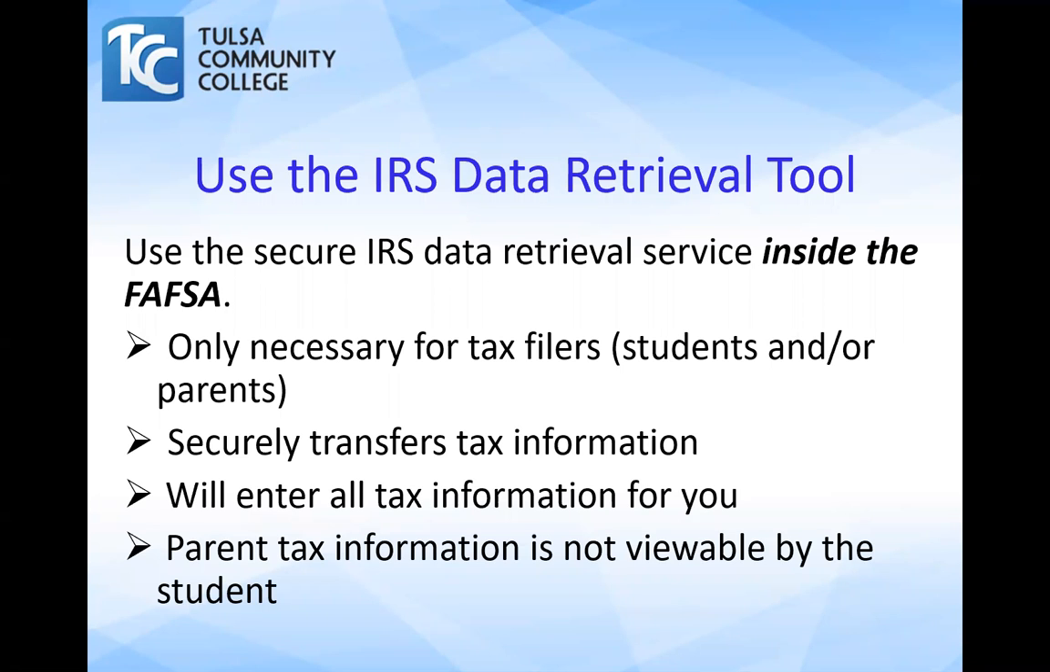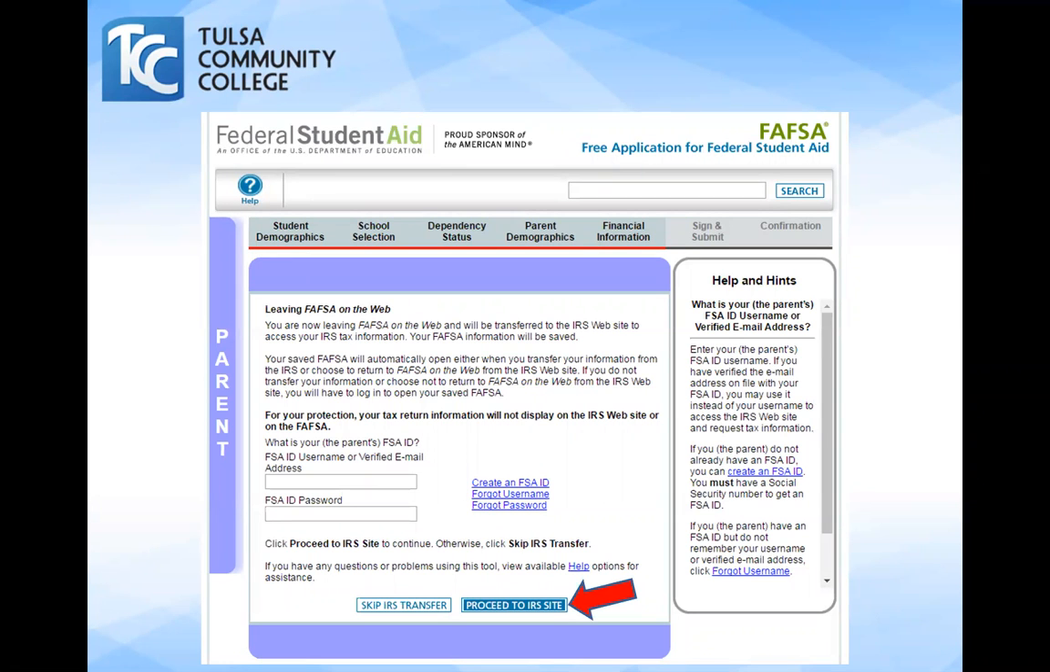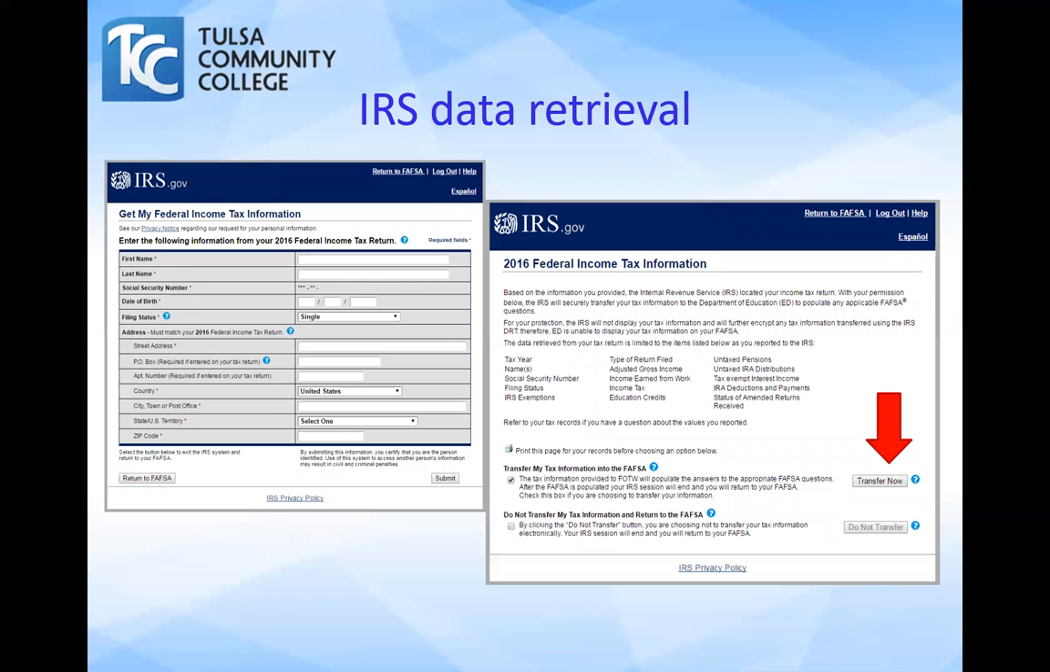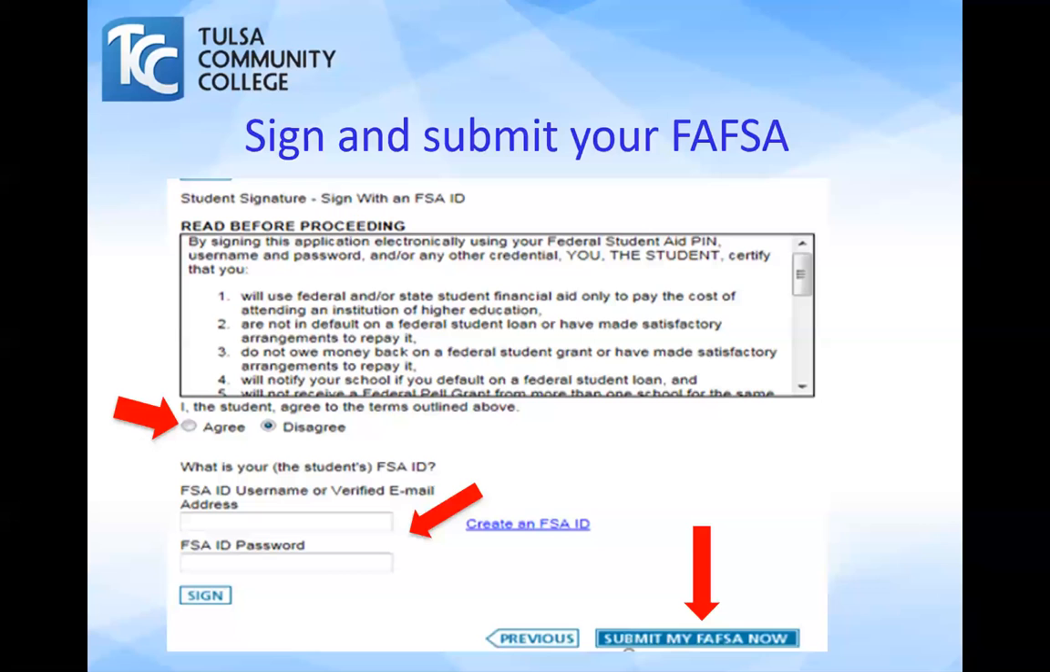To make completing the FAFSA easier, students and parents who file taxes can take advantage of the IRS data retrieval tool. This securely transfers the needed income information directly from the IRS. To use the IRS data transfer, simply select that option. For your protection, your tax return information will not display on either the IRS website or on the FAFSA. After filling out the requested identity and verification information, transfer the tax information into the FAFSA.